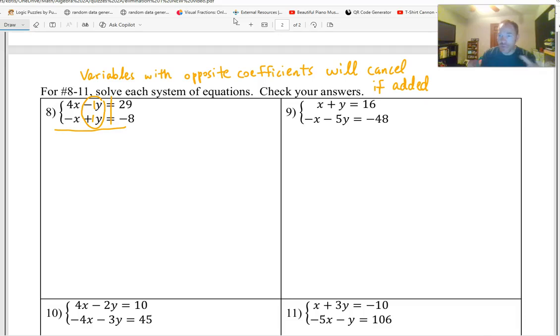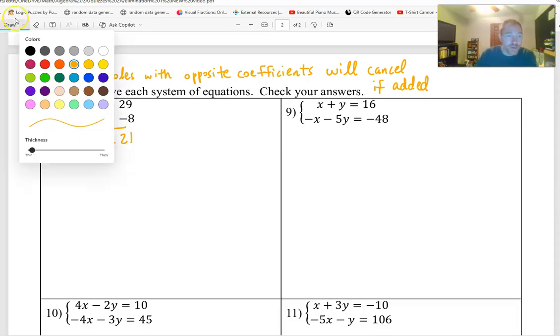Negative 1y and positive 1y added together is 0y, which is 0, so no more y's. Y goes away. But I have to add the entire equation. So when I add 4x and a negative 1x, that'd be a 3x. Y is eliminated, 0y, which you don't need to say. And the equal sign, 29 plus negative 8, would be a positive 21. So just to look at this and realize what we've accomplished, we went from a system of 2 equations with 2 variables, and now I have one equation, 3x equals 21, and x is the only variable. So I can solve this for x.